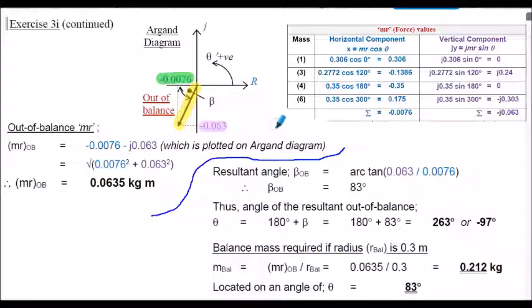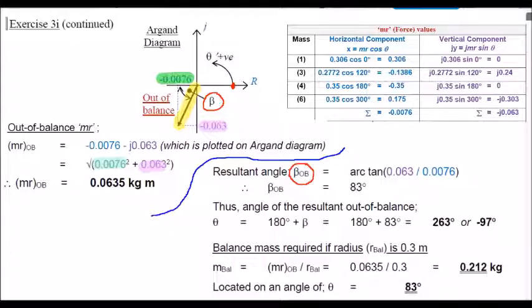So when you're working out the out of balance using Pythagoras theorem, nothing changes there. That's going to be the same as previously, but the angle's different. You need to be careful with the angle. Always positive from here. So in this case, you're going to work out this angle in here using your trig. I've called that angle beta. So I'm working out the resultant angle beta here using the arctan function. So that's the out of balance angle, 83 degrees.